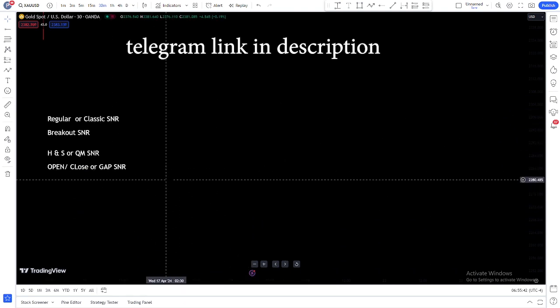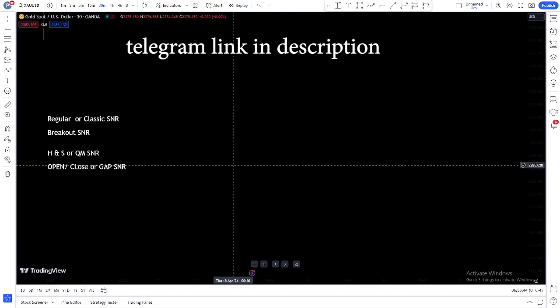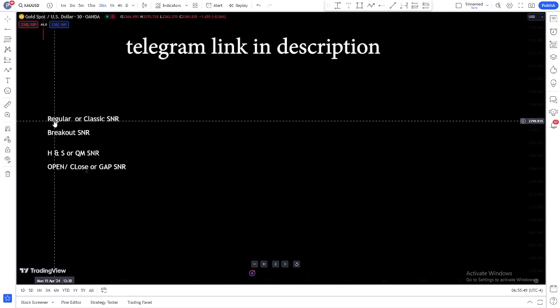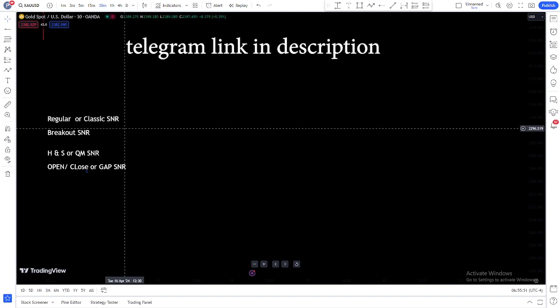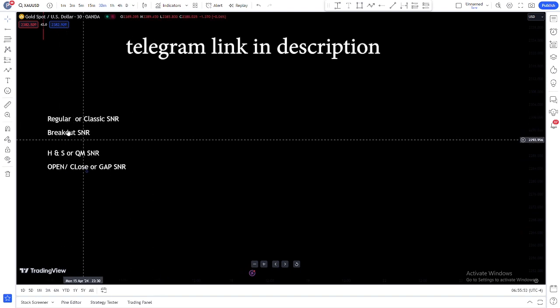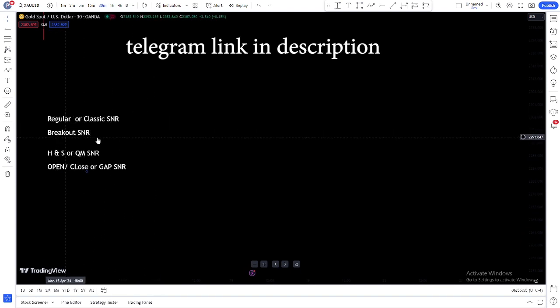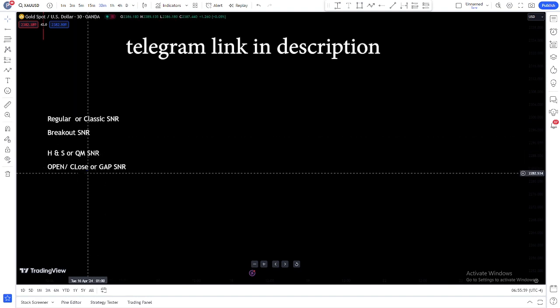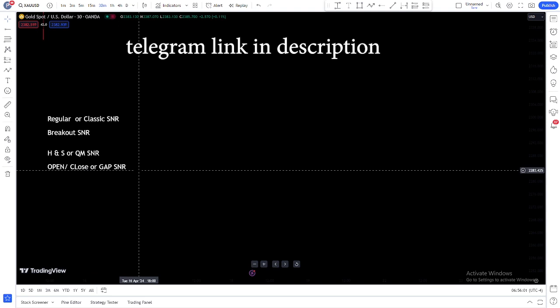of the SNR. The first one we are having here is regular SNR or the classic SNR. The second one we are going to talk about is the breakout SNR. The third one will be head and shoulder or the QM SNR. And the fourth one will be the gap, or the open close, whatever we call it. So let's go to the chart.